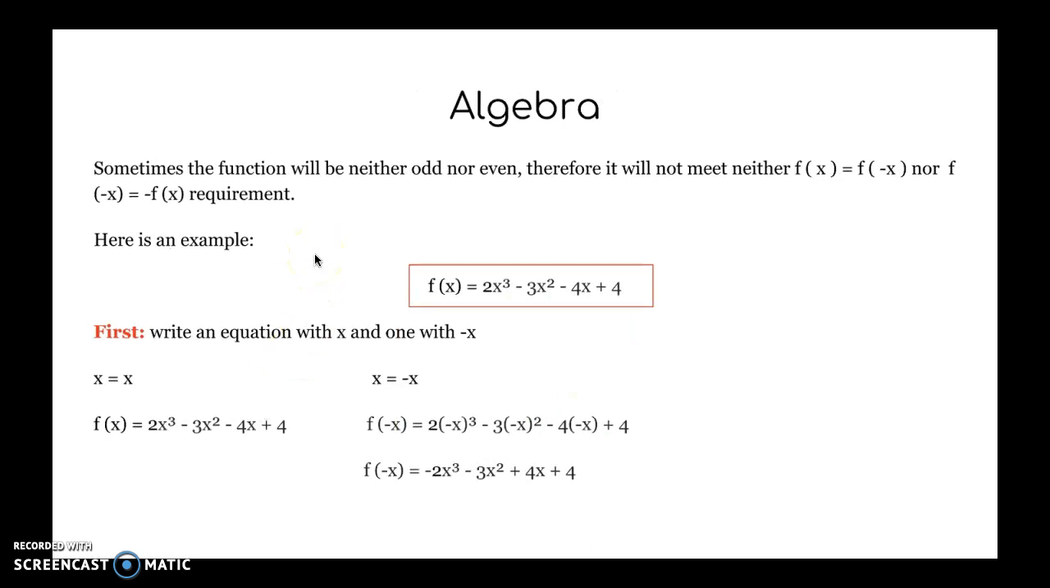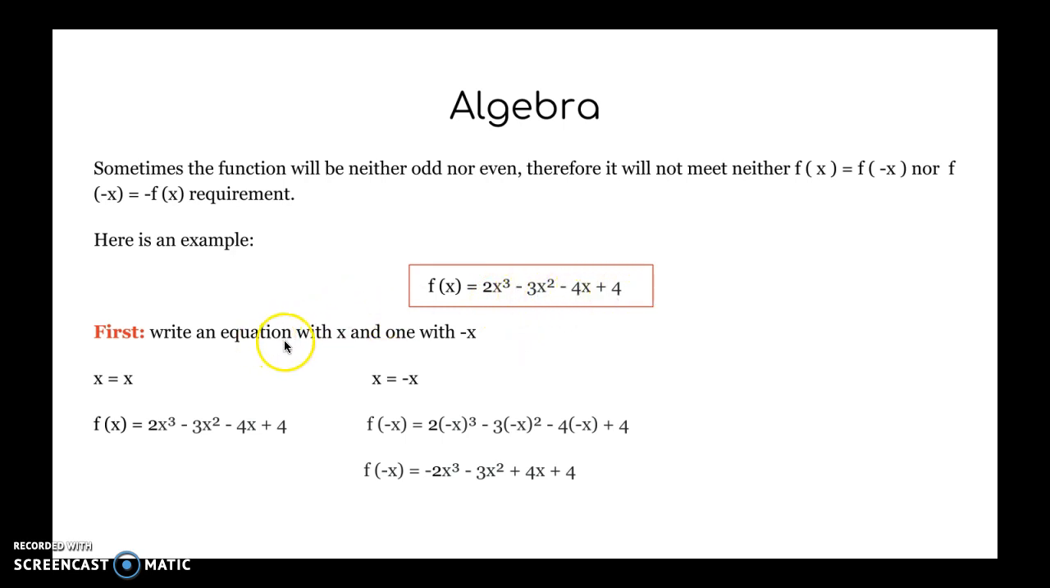Algebraically, sometimes the function will be neither odd nor even, therefore it will not meet either the f of x equals f of negative x requirement, nor the f of negative x equals negative f of x requirement. When a function is neither, it will not meet either of those requirements. Here's an example. We will use this equation: 2x to the power of 3 minus 3x squared minus 4x plus 4.